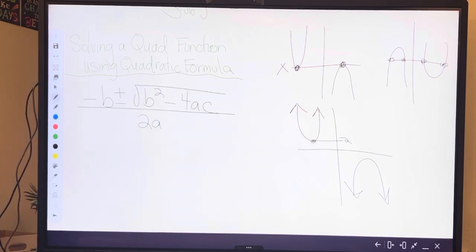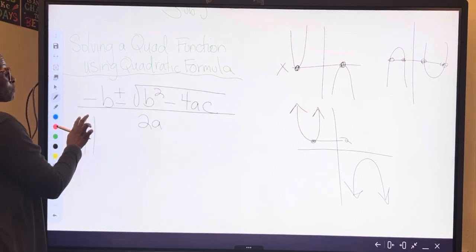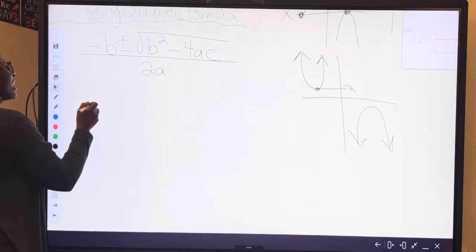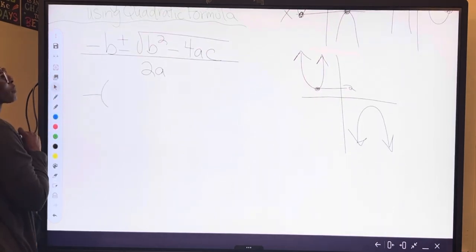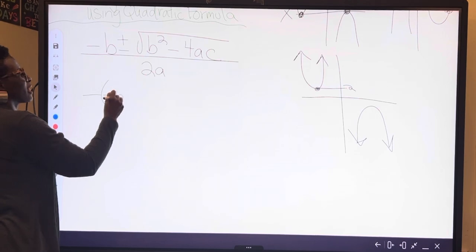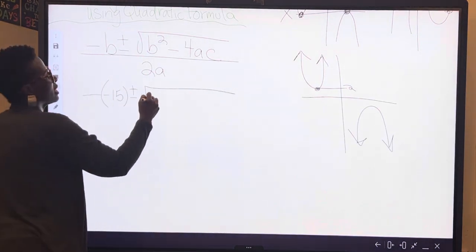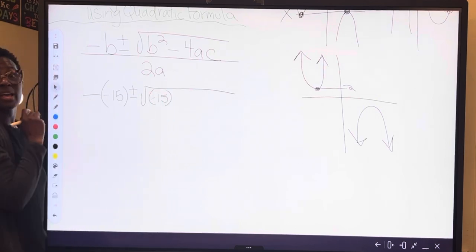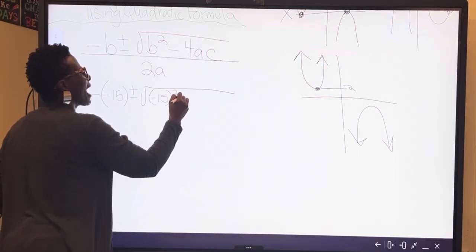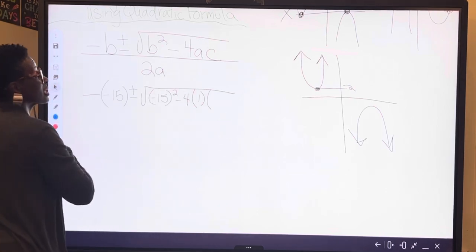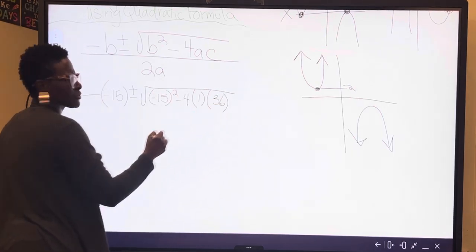Now let's do it with this problem real quick and see what we get. Negative 15 plus or minus the square root of negative 15 squared minus 4 times 1 times 36. Everybody know where we're getting these numbers from, right?